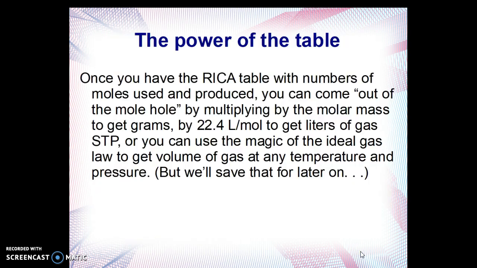You see the power of the RICA table. Once you have the RICA table with numbers of moles used and decide how many moles are produced, you can come out of the mole hole by multiplying by the molar mass, and then that gives you grams of product. By multiplying by the molar mass to get grams, you get the total number of grams of product of each. If you wanted liters of gas at STP, you multiply by 22.4 liters per mole. Or you can use the magic of the ideal gas law, which we'll study soon, to get the volume of gas at any temperature and pressure. We'll save that for a later unit.